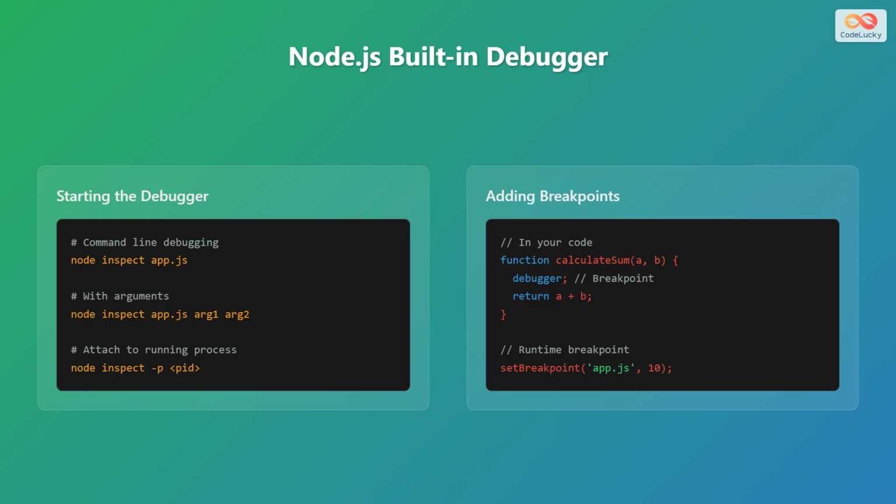On the right, let's see how to add breakpoints. You can add a breakpoint directly in your code by using the debugger statement. Additionally, you can set breakpoints at runtime using the setBreakpoint function, specifying the file name and line number.